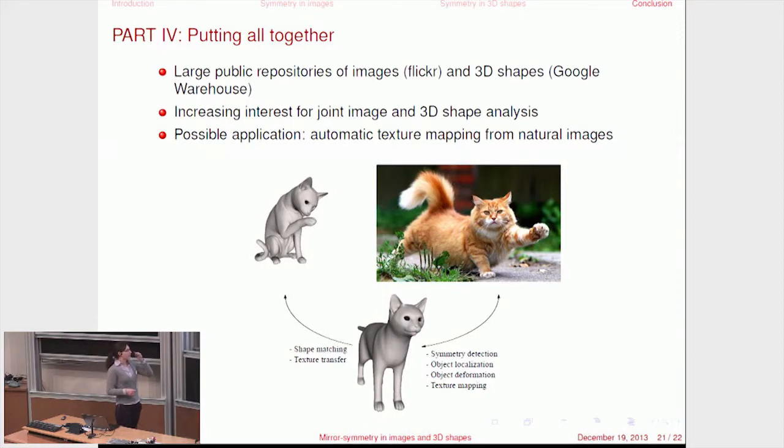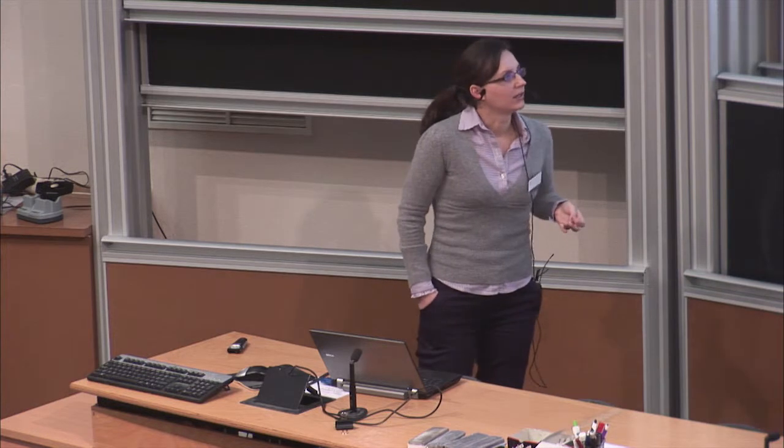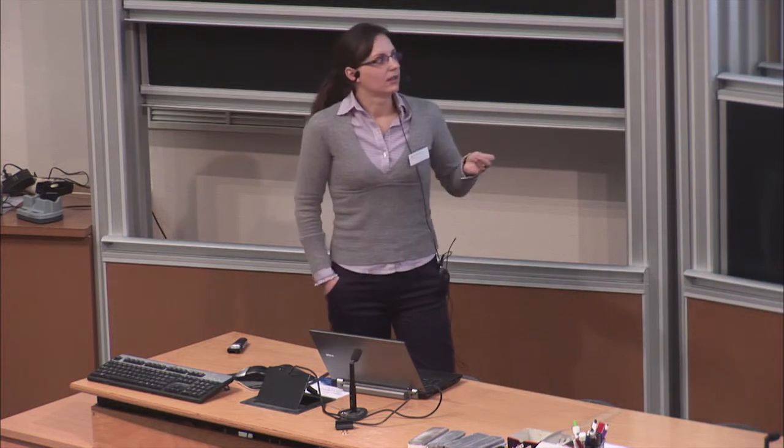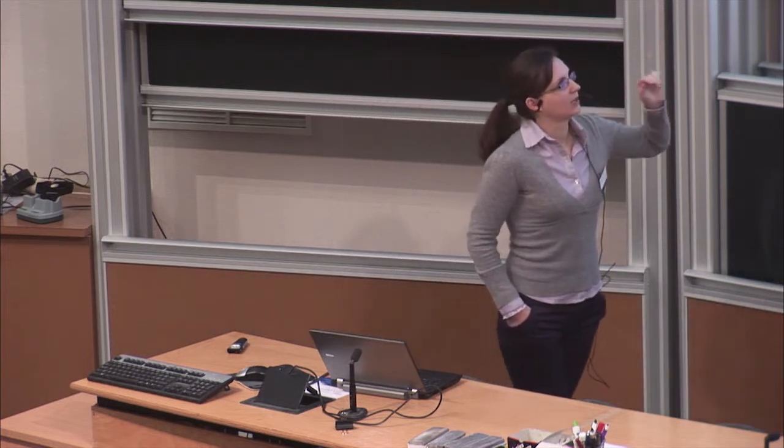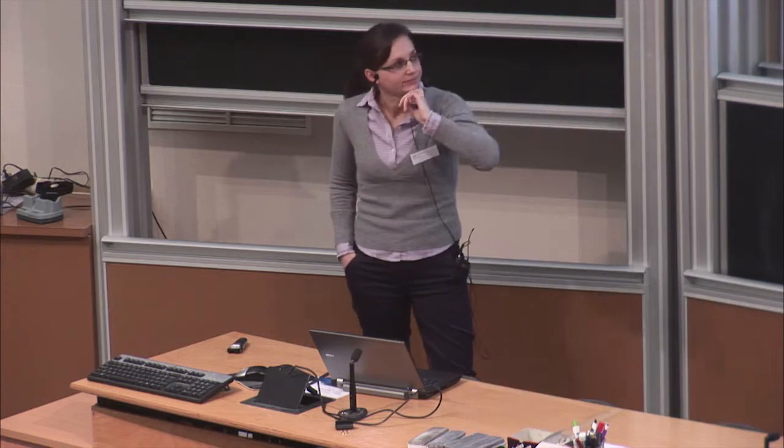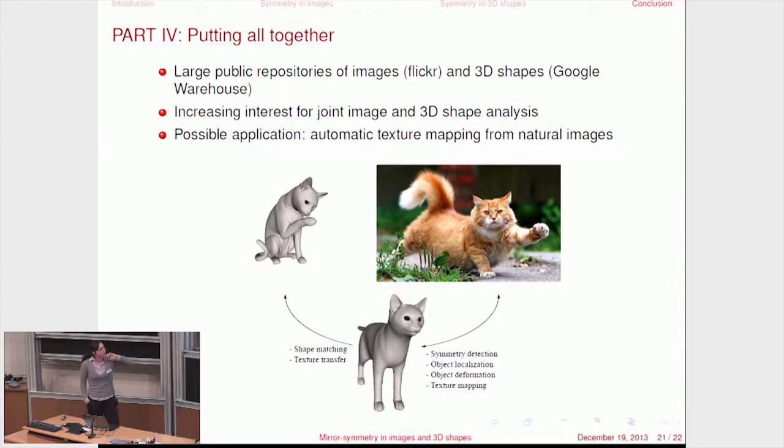By passing through another shape that is undeformed, by first doing a symmetry detection in the image with the method that we presented. And this will give us a clue about where the object is in the image. Then there are works on object deformation, and this would allow us to deform the undeformed guy so that it matches the image. And then we can do the texture mapping to the undeformed guy. And then with the method that I presented for the shape matching, we can do the matching between the undeformed and the deformed guy, and transfer the symmetry and transfer the texture. We are looking at this application, but we are still missing some pieces in it.